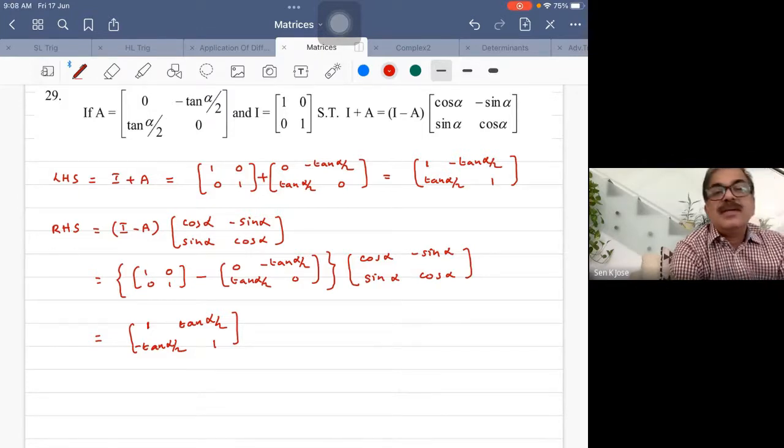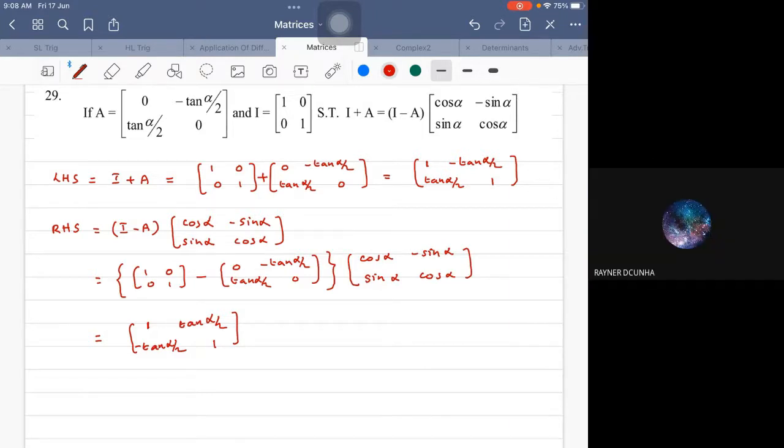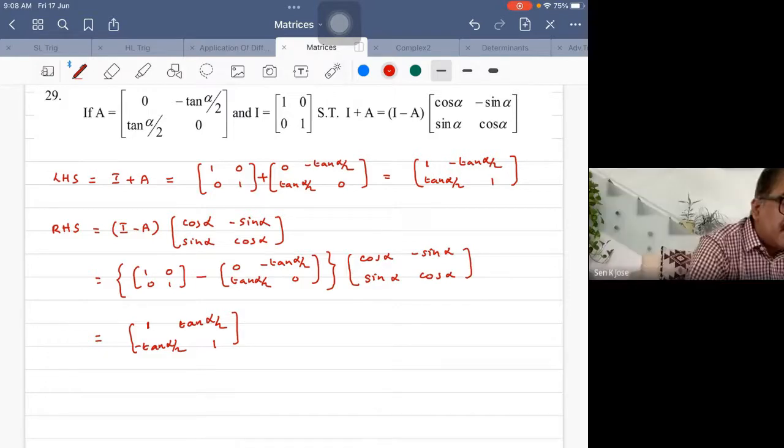So cos... tell me, Reina. So cos alpha is equal to 1 minus tan square alpha by 2 divided by 1 plus tan square alpha by 2. That's the formula. You guys should learn it. Okay. So cos alpha is 1 minus tan square alpha by 2 divided by 1 plus tan square alpha by 2.